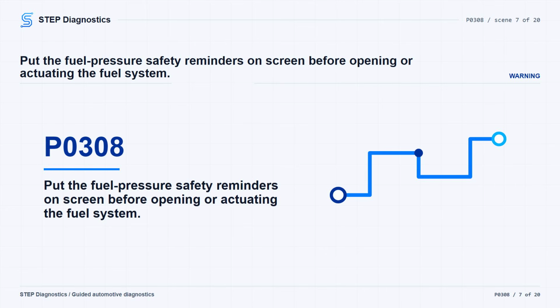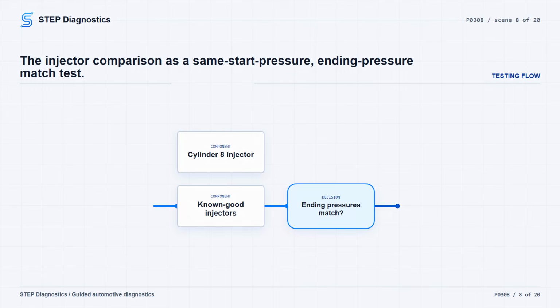Safely relieve fuel pressure before opening the system, because the fuel system stays under constant pressure even with the engine off. Install fuel pressure decay tester 8978A to the fuel rail. Key on. Let pressure reach maximum and stabilize, and record that as starting pressure. Actuate the cylinder 8 injector while watching the gauge and record the ending pressure. After each injector actuation, start the engine to clear fuel from the cylinder. Skipping that can damage the engine.